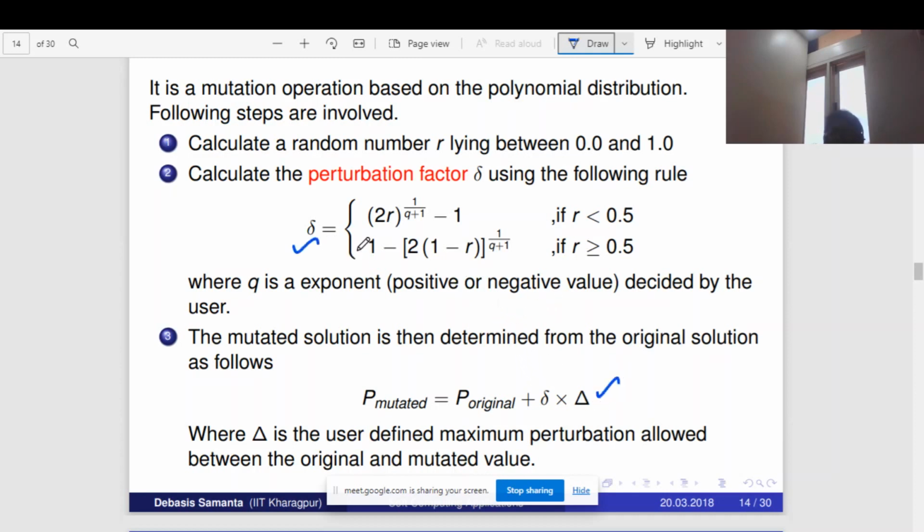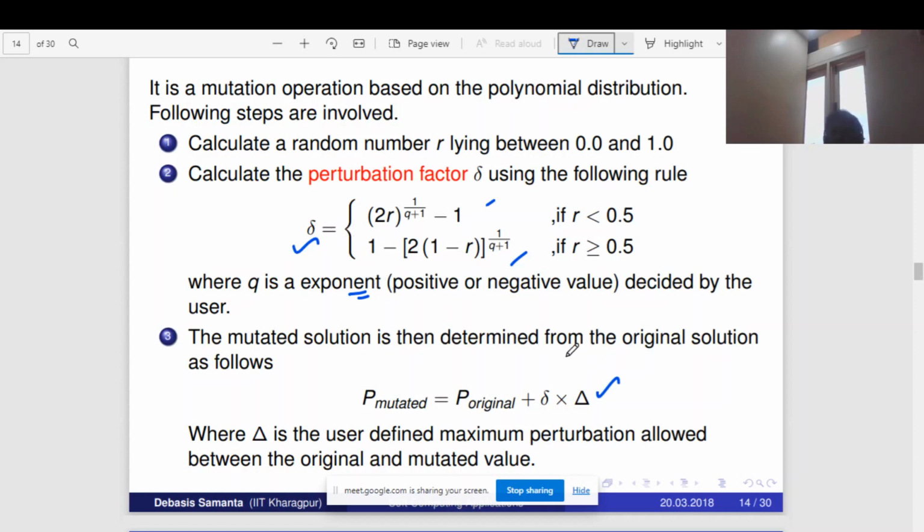Okay. So how is the dow value calculated? If R is less than 0.5, that is, if the random number generated is less than 0.5, the dow is calculated based on this formula. If R is greater than or equal to 0.5, then dow is calculated with this formula. Right? Again, there is another factor Q. This Q also the user has to choose. Okay. Q is the exponent. It can be either a positive or negative value decided by the user. So based on this, the dow is calculated.